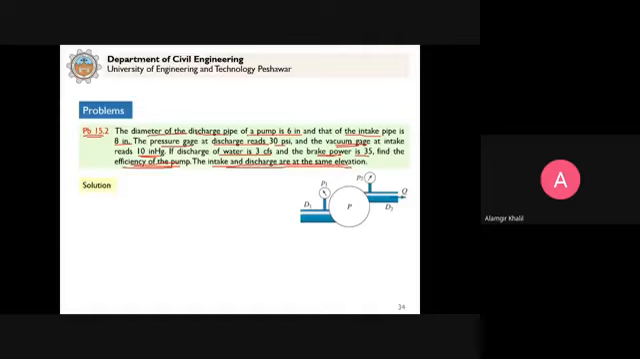The intake and discharge are at the same elevation. So how do we do it? Since the discharge is given as 3 CFS, we can calculate. We denote by small d the discharge side, and S the suction side. Now the diameters are given, so we can calculate the velocities on both sides, clear?